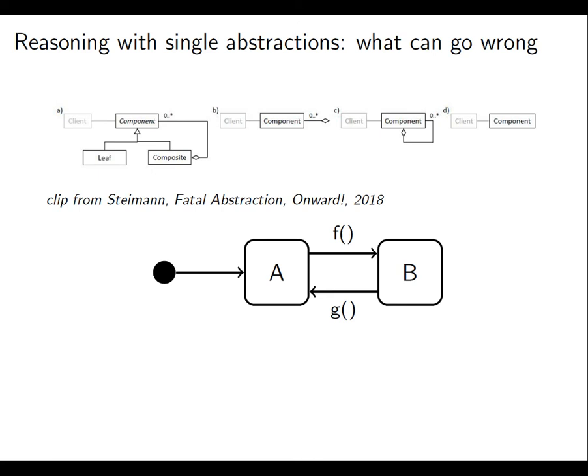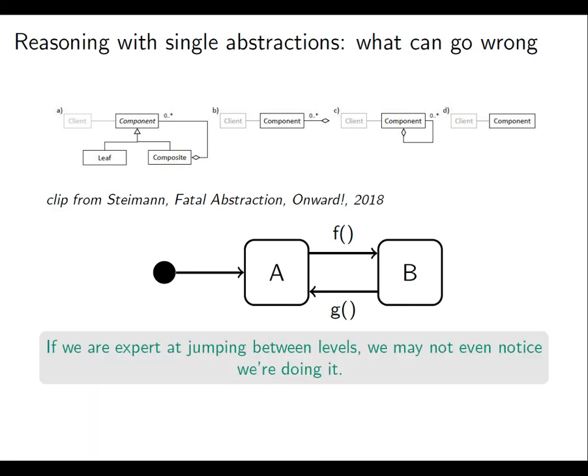Well, yes and no. What is actually going on, of course, is that you start in some concrete state which abstracts to abstract state A, and then you come back to a possibly different concrete state that abstracts to the same abstract state A. But if students mistakenly think that they've come back to the very same concrete state, then they can go badly wrong. And of course, if we are expert at jumping between levels, and we understand this very well, then we may not even notice we're doing it, and that can lead to confusions.